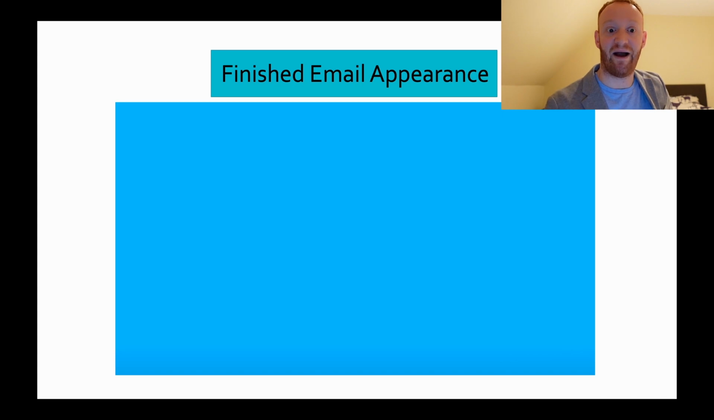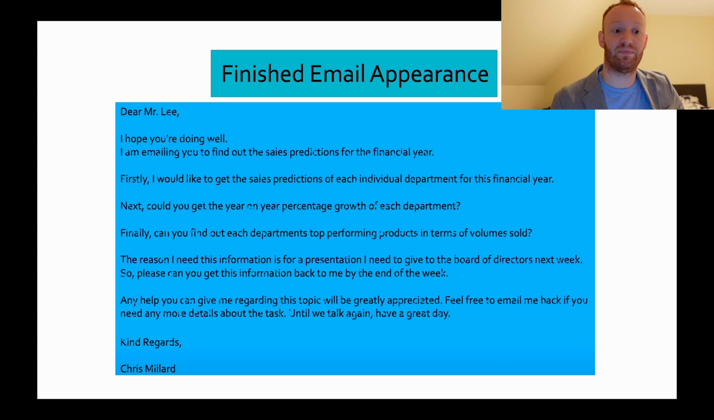Okay, so let's have a look at our finished email and how it looks. So I've made up some names and I've made up some questions. Let's just read through it. So, dear Mr. Lee, I hope you're doing well. I'm emailing you to find out the sales prediction for the financial year. Firstly, I would like to get the sales predictions of each department for the financial year. Next, could you give me the year-on-year percentage growth of each department? And finally, can you find out each department's top performing product in terms of volume sold?